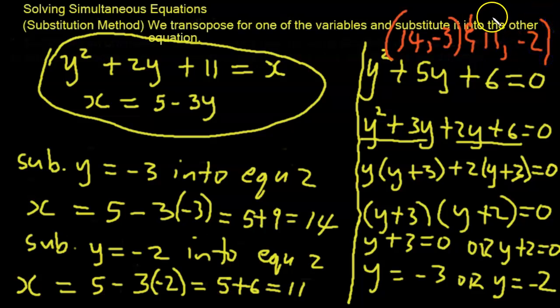And therefore, if you should do a sketch of these two graphs, what will happen is that these graphs will intersect at the points (14, -3) and (11, -2).